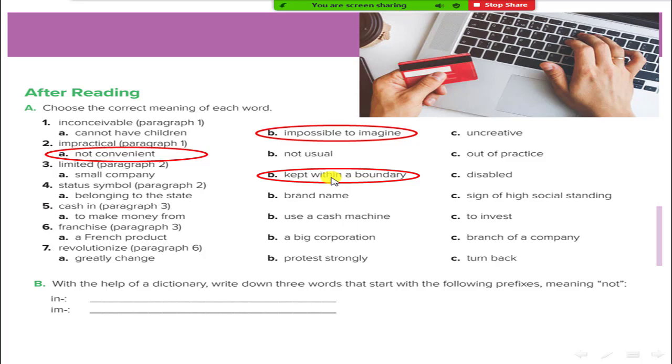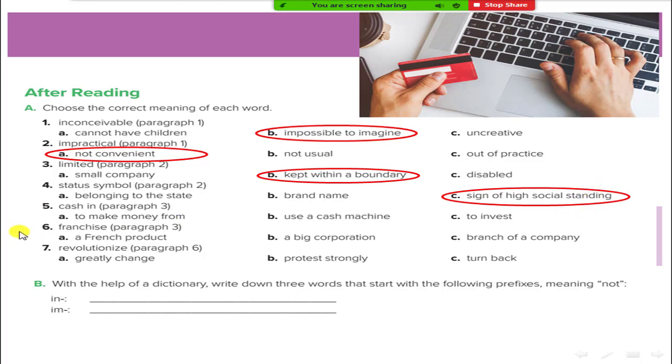And the next one, number 4, status symbol in paragraph 2. Okay, Muhammad Asim. C. Sign of high social standing. Very good. Thank you, Muhammad.